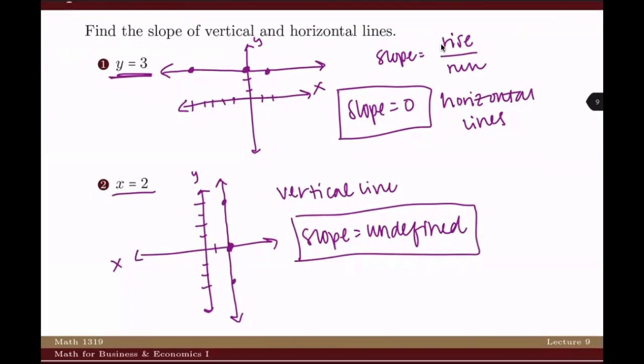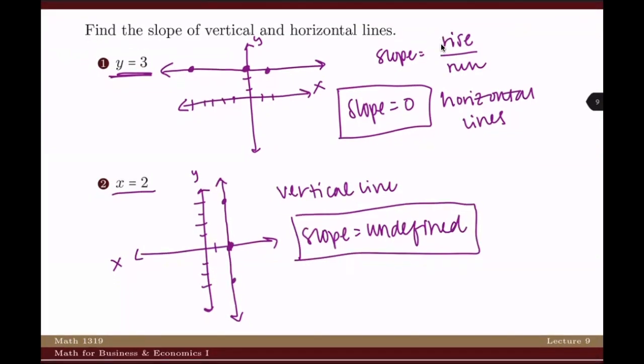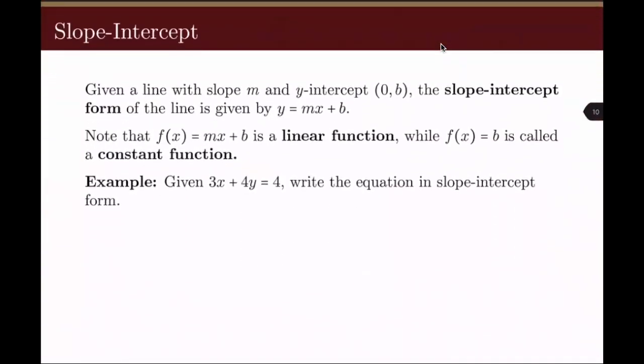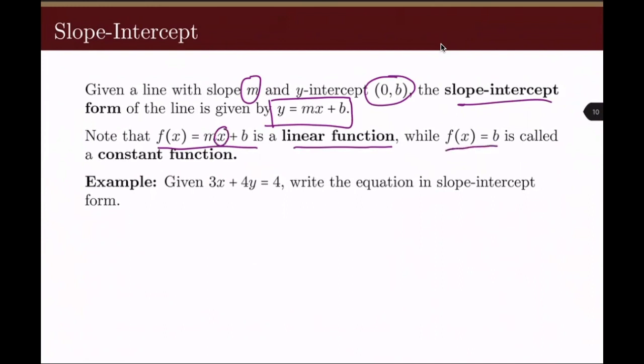All right, let's move on. Given a line with slope of m and y-intercept 0, b, the slope-intercept form of the line is given by y equals mx plus b. Note that f of x equals mx plus b is a linear function since it has this x variable. However, f of x equals b is constant because there is no x variable.